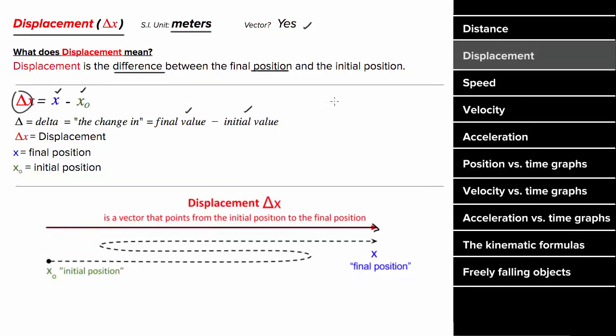It's a vector, which means if the displacement is leftward or downward, the displacement can be negative. In other words, if you end up further left from where you started, your horizontal displacement's negative. And if you end up further down from where you started, your vertical displacement's negative. What does an example problem for displacement look like?